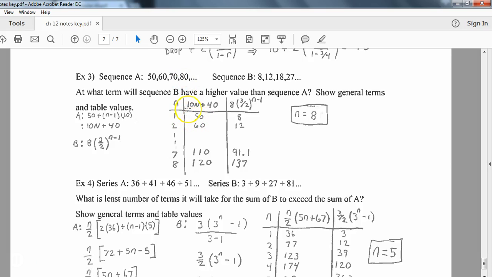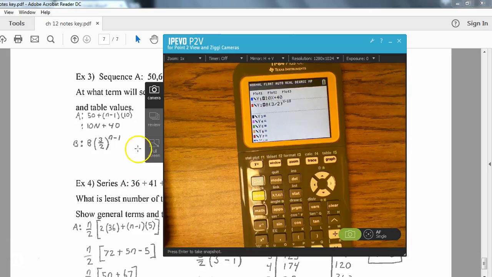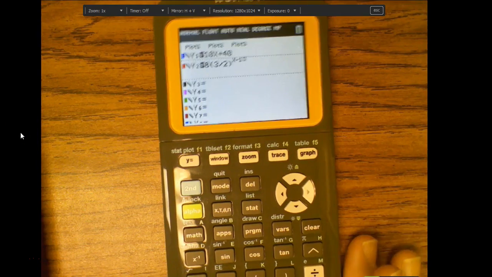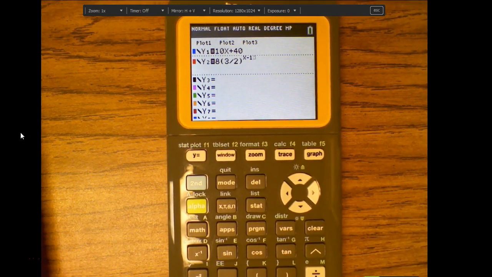So here's the best approach: we're going to throw these into our calculator as graphs. So I'm going to do this as y1, and I'm going to do this as y2. If you're following along, try that with me. So let me jump over to my calculator. I already put those in as y1 and y2, so you can pause my video here if you need to take a minute to plug those in.